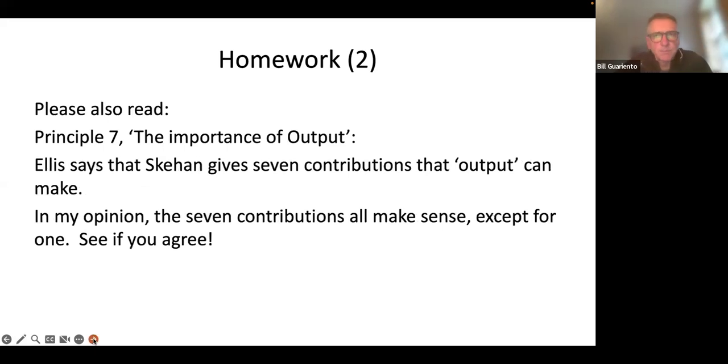Your second homework, please also read principle 7, the importance of output. Ellis says that Swain gives 7 contributions that output can make. And in my opinion, the 7 contributions all make sense, except for 1. I think one of these 7 contributions, I don't understand it. So let's see if you have the same problem. That's your homework for next week.